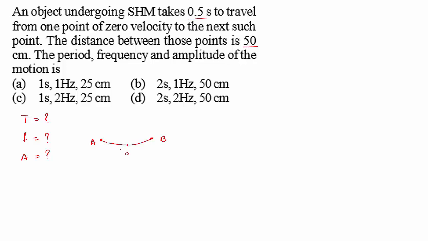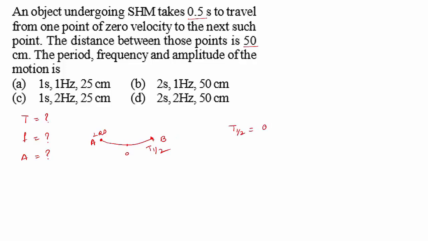This is the mean position. So when that object starts to travel from one point of zero velocity to the next such point, that means it is traveling from point A to point B. When it travels from point A to point B, that completes half oscillation, that is T by 2. When it comes back to point A, it is to and fro motion, right? So when it reaches the point B, it completes half of the oscillation. So first we have to calculate the time period. See here, T by 2 is given.